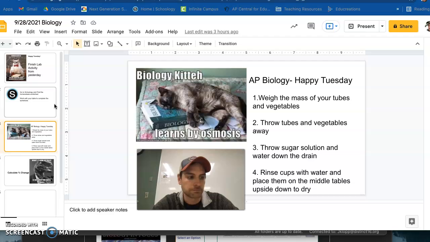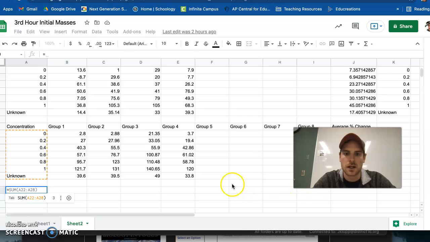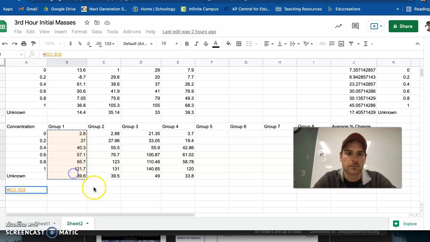Let me show you this real quick. Let me get my face out of the way. So this is our group. This is the data we used right here. So I just gave you the answers for the percent change of my group. Calculate your own percent change by taking the final mass minus the initial mass, divided by the initial mass. That's how you find your percent change.